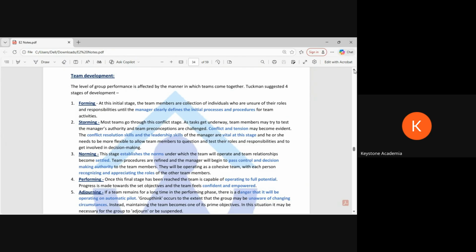Some people might have to compromise, and the biggest problem in a team is that many times an individual will think, okay, I'm contributing more and I'm not getting anything extra for that. Or they want to pass on the responsibility. So dealing with any sort of challenges in team building, that is storming.